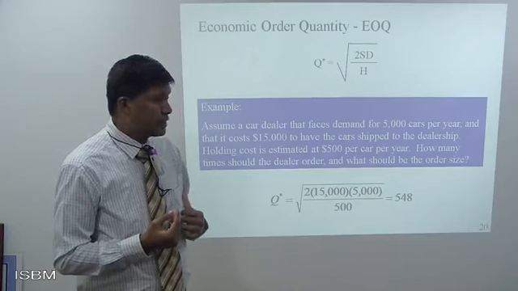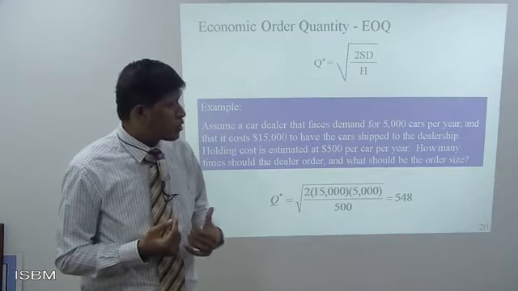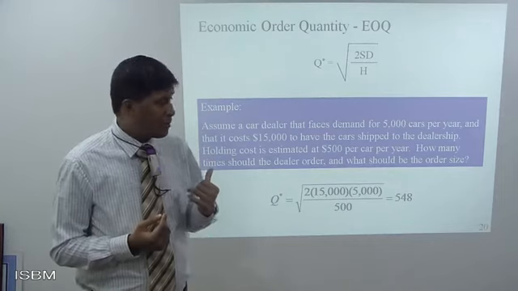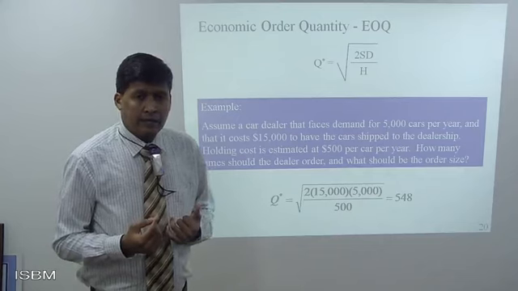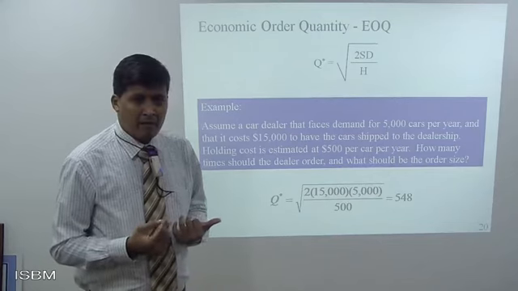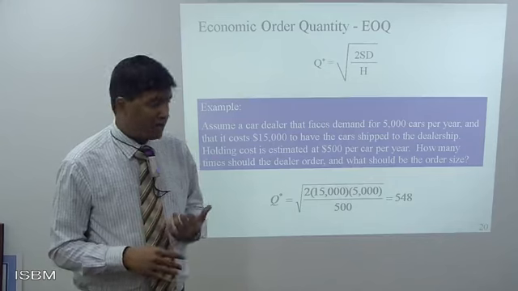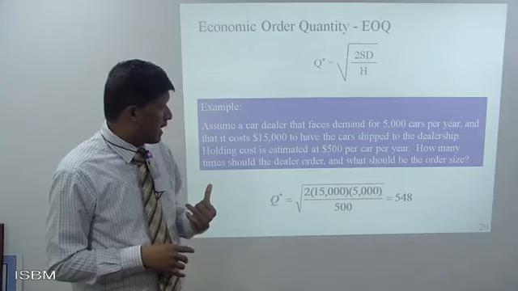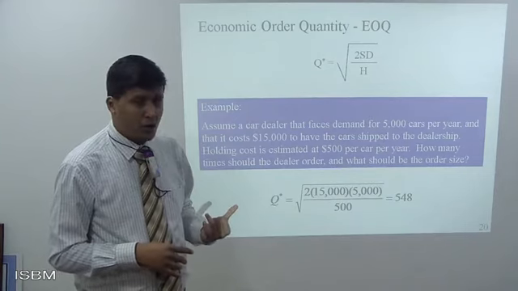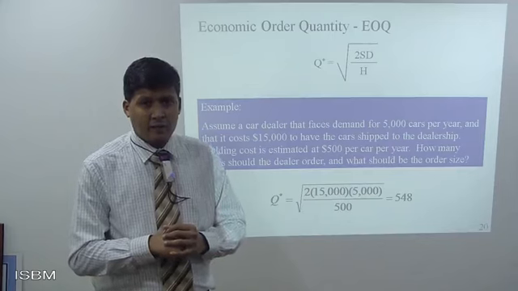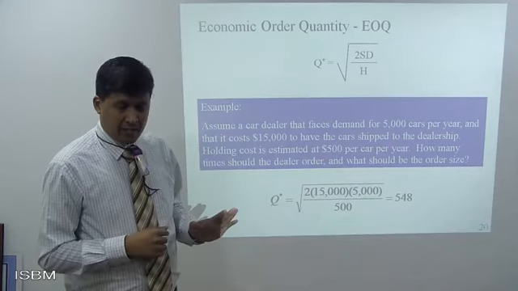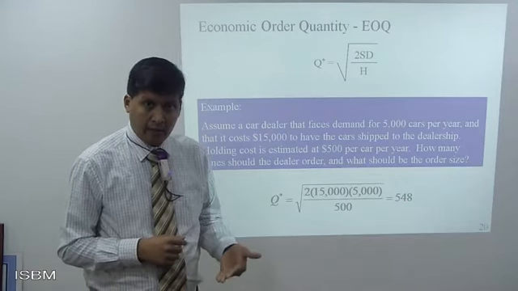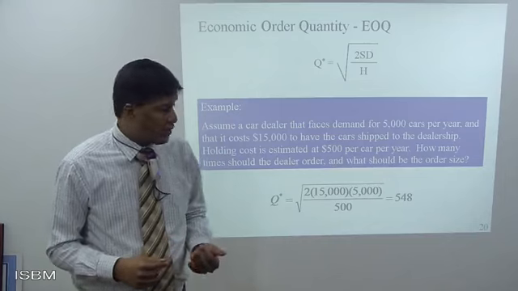How many times should the dealer order, and what should be the order size? Let's get the variables clear. Number one, there's a car dealer that faces a demand, 5,000 cars per year is the demand. Cost to be shipped is $15,000, and we also have the holding cost of $500 per car. Question is, how many times should the dealer order, and what should be the ordering size?